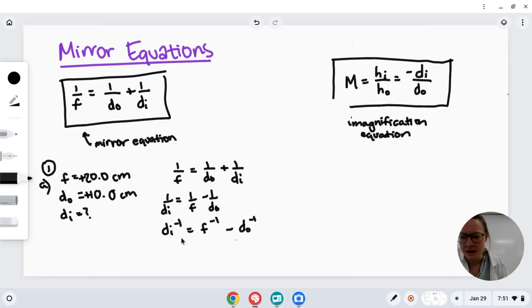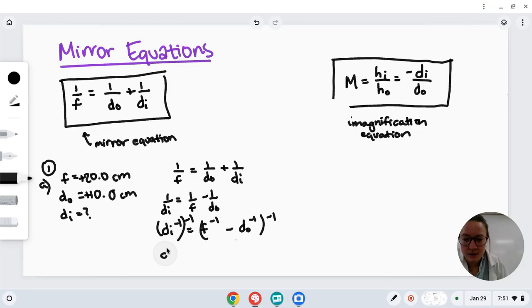Now check this. If I want to get this in the numerator, I can take this whole side to the -1, and I can take this whole side to the -1. That effectively cancels out these two -1s, and I get an equation that looks like this. di equals f^-1 minus do^-1, and then all of that together to the -1.